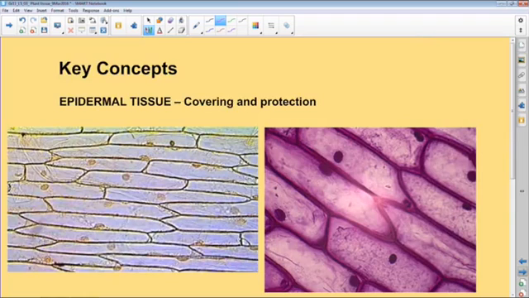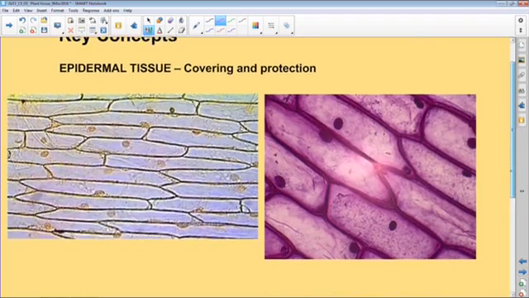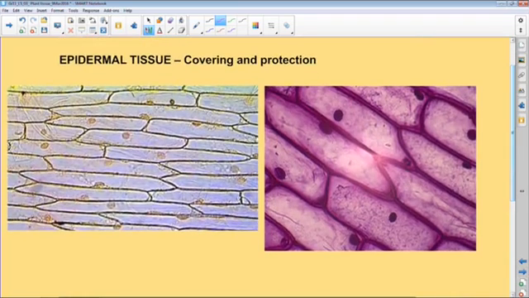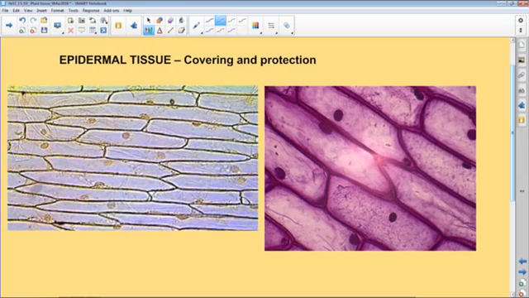This is a lovely one to do in class. For those of you who want to do a practical, it's so nice and easy. All you do is get a little bit of an onion, peel the onion, dot it with a little bit of iodine, and you see these beautiful, characteristic cells. Now what do you see here? Very simple cells as well. Here I see the nucleus.